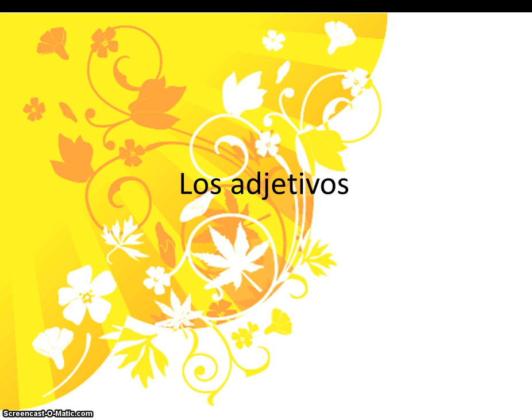This one is on los adjetivos, or the adjectives or characteristics in Spanish. The adjectives and characteristics are used a little bit differently in Spanish. So once again, as we go through, try and see what are the differences between each slide and each picture and the phrases. Try and determine what's the same, what's similar.